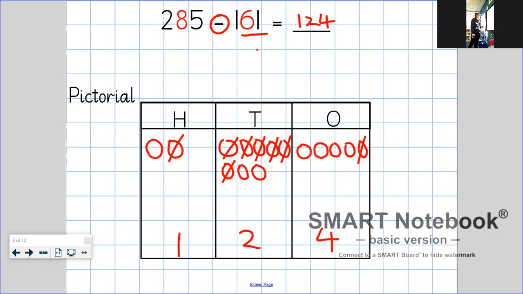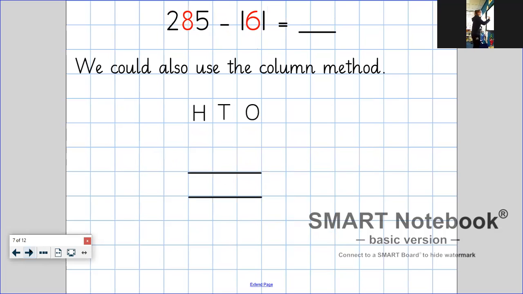Let's have a look at our column. I've got 285, take away 161. Always start with my ones. 5 take away 1 is 4. 8 take away 6, 8 tens take away 6 tens, I know it's 2 tens. 200 take away 100 is 100. 124. You're doing really well, guys.